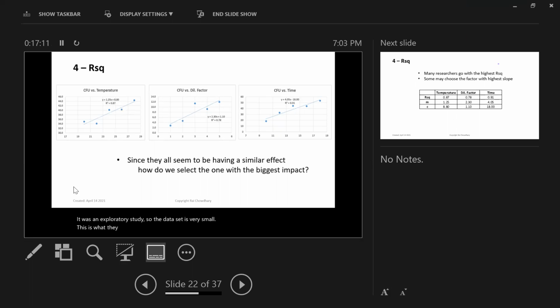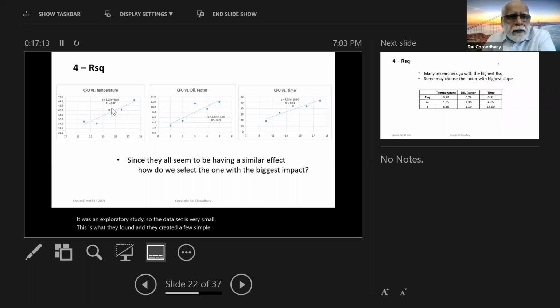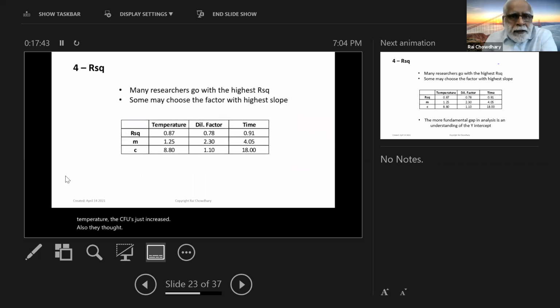This is what they found. And they created a few simple linear equations. And based on the linear equations and the R squared values, they tried to draw some conclusions. But in every case, the CFUs increased with an increase in X. So in every single case, the slope was positive: with an increase in time, with an increase in the dilution factor, with an increase in the temperature, the CFUs just increased. Or so they thought, because that's what the data is telling you.